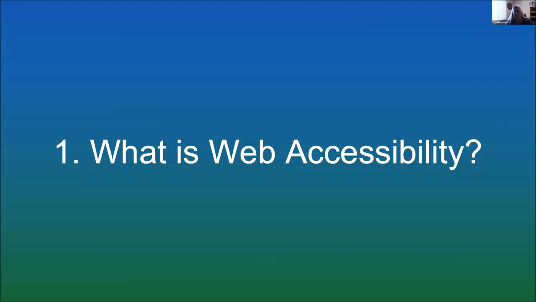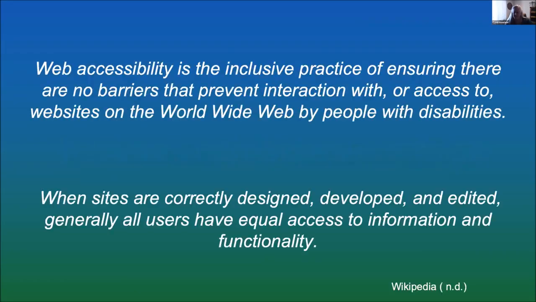But for those that are just a little unsure of how you would bind this in a definition, I went to good old Wikipedia. Web accessibility is the inclusive practice of ensuring there are no barriers that prevent interaction with or access to websites on the World Wide Web by people with disabilities. So, you know, it's important.